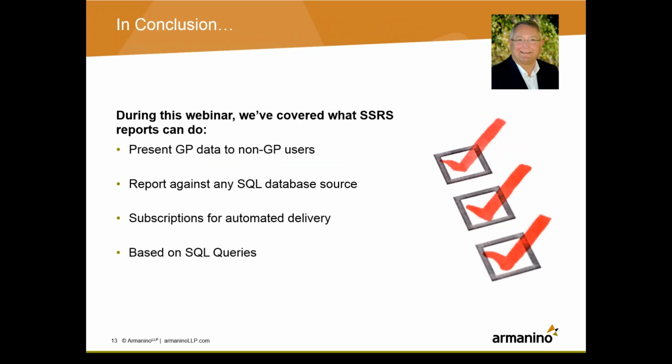So let's wrap things up. I want to make sure you take away this, that you can present GP data to non-GP users using SSRS. It can be a wonderful way to get information to them in a subscribed form where you can get a subscription going and have it show up in their inbox, for example. You can report against any SQL data source. It doesn't have to be just GP. If you have anything else that is in SQL, you can report on it. Subscriptions for automated delivery, very, very important, whether you can do it to email and show up in your inbox or you have it stored on a file share someplace.